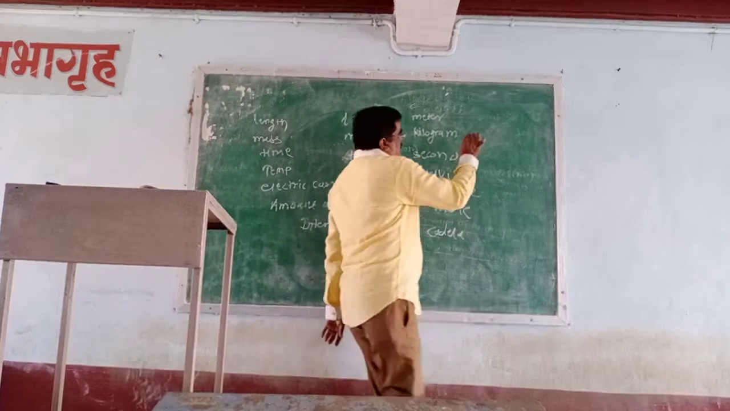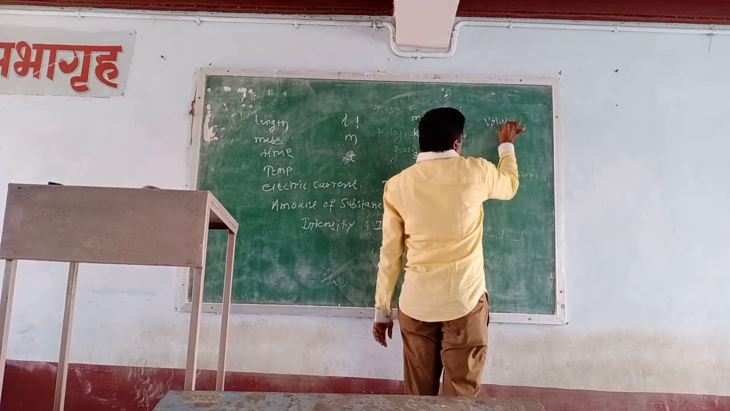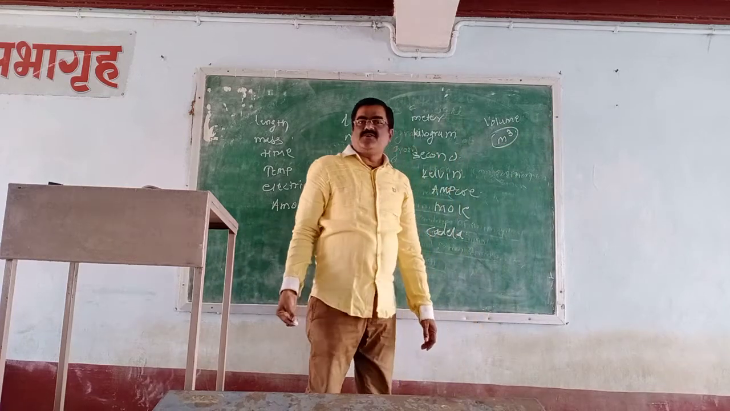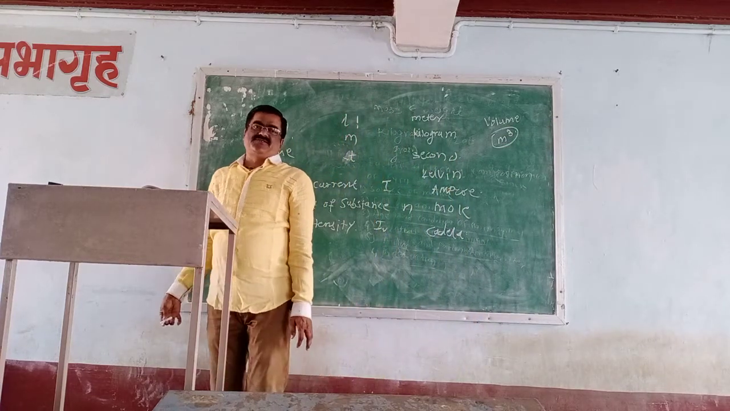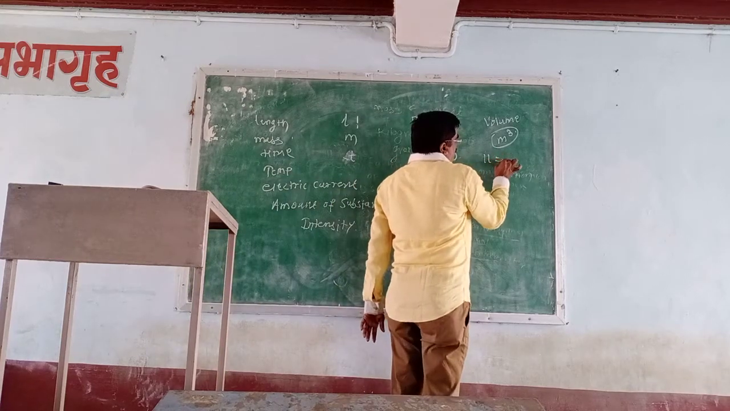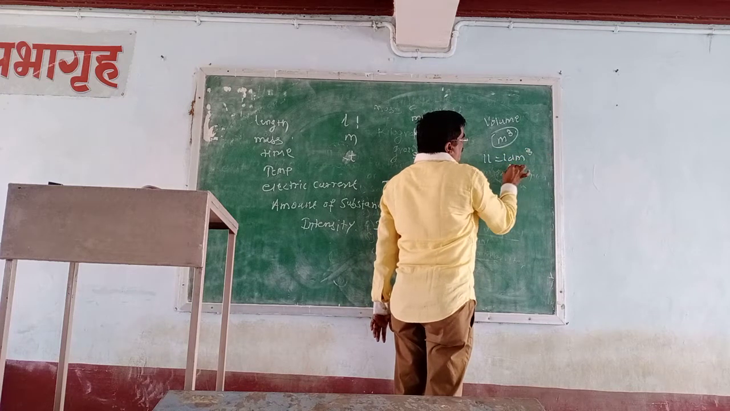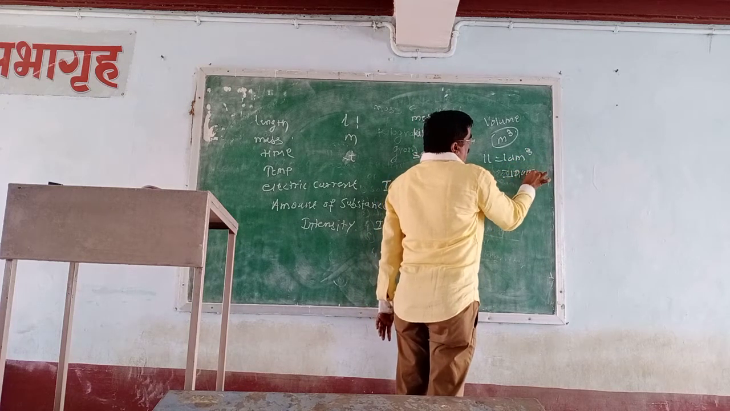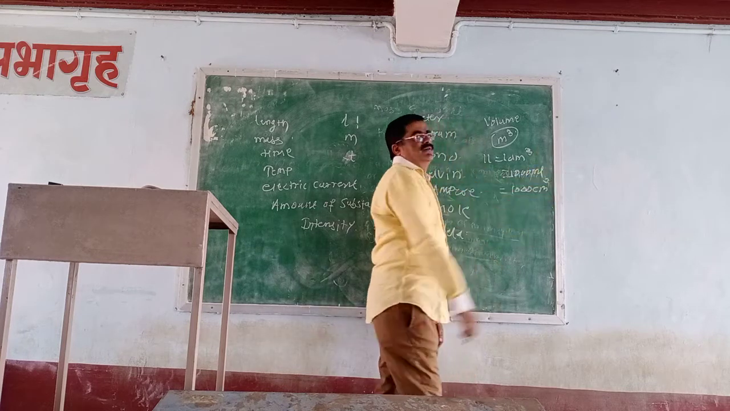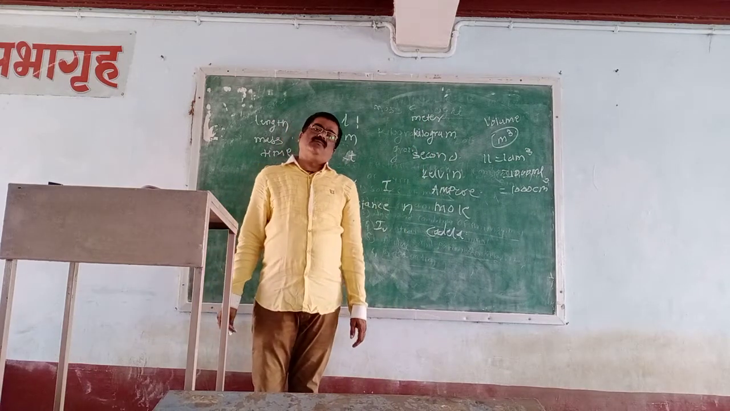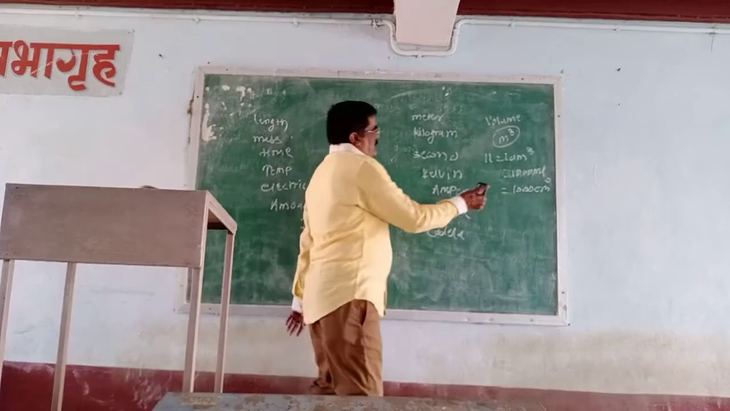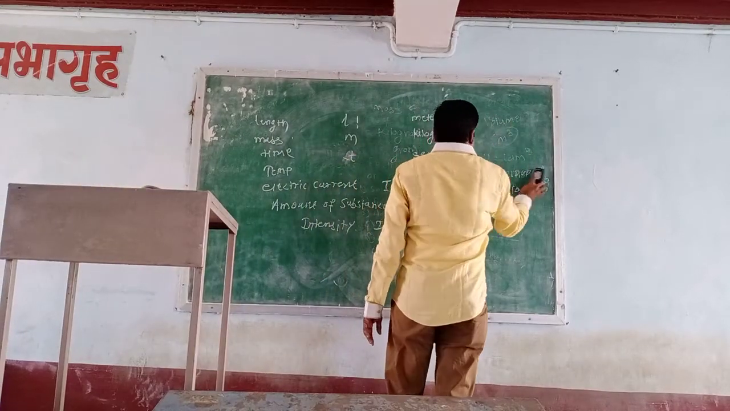Volume का SI unit क्या है? It is expressed in meter cube. Why? Because 1 liter is equal to 1 cubic decimeter, which is equal to 1000 ml, which is equal to 1000 centimeter cube. Hence, the SI unit of volume is meter cube.